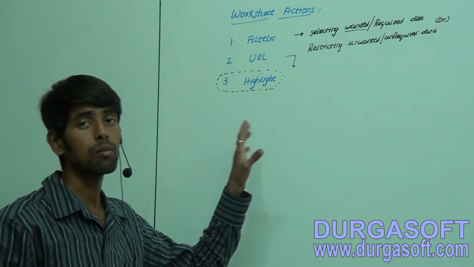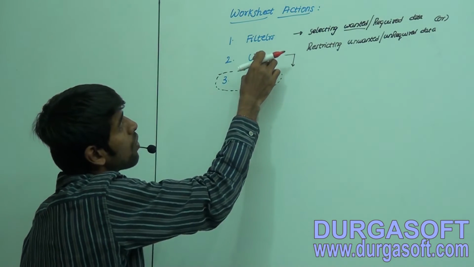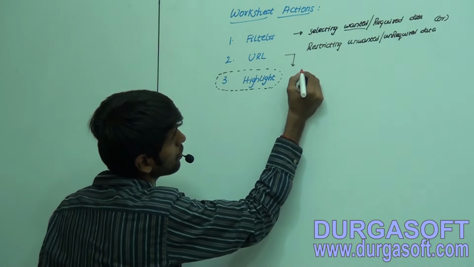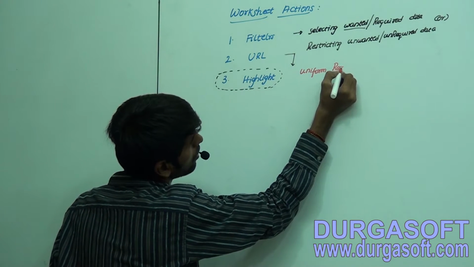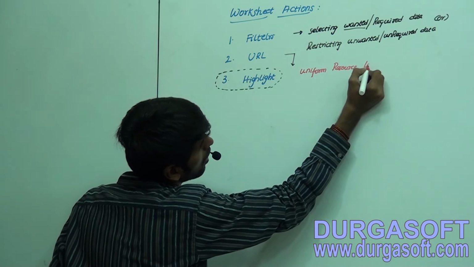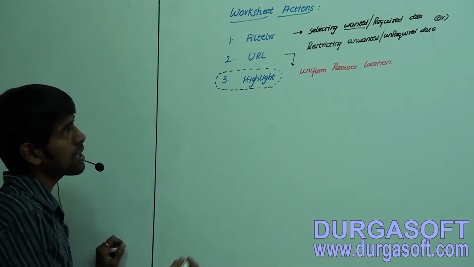So how can we do that? By using our Tableau. It is so simple. By using the actions, one of the options, that is URL, uniform resource location. And what is this highlight?